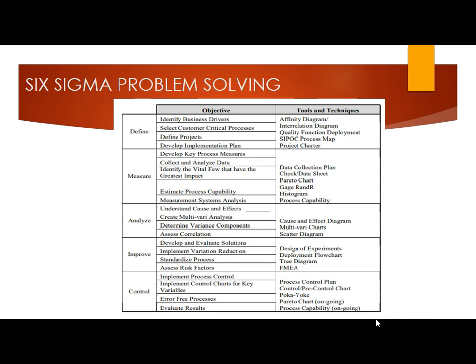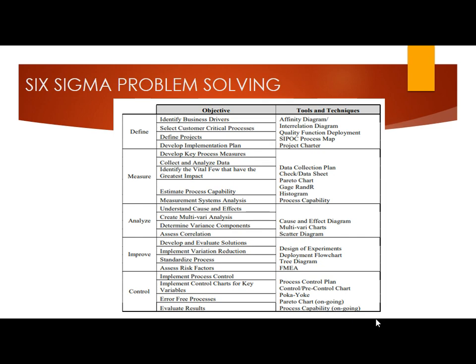So we have Define. The objective is to identify the business drivers, select customer critical processes, and define projects along with development of an implementation plan. The tools and techniques are affinity diagram, quality function deployment, SIPOC process map, and project charter. For the Measure phase, the objectives are to develop the key process measures, collect and analyze the data, identify the vital few that have the greatest impact, estimate process capabilities, and measurement system analysis. Here the tools and techniques are process capability, histograms, Pareto chart, check sheets and data sheets, and data collection plan.